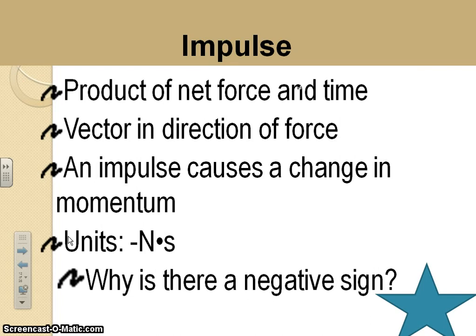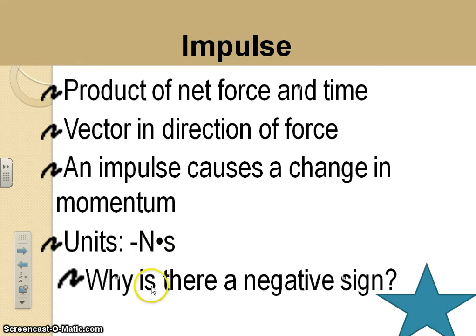It's defined as the product of, and here you'll fill in, net force and time. It's definitely a vector, so it's not a scalar, and it's in the same direction that the force is applied. An impulse is defined as a change in momentum. So if you do force and time, really what you're calculating is how much the momentum has changed. Since you're doing force and time, you've got units for newtons and seconds.